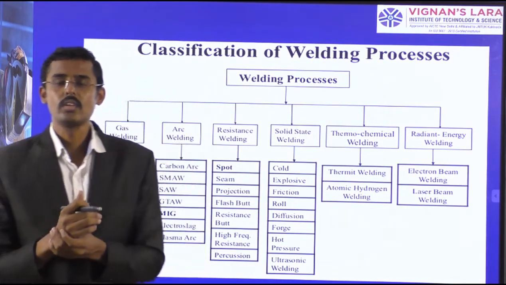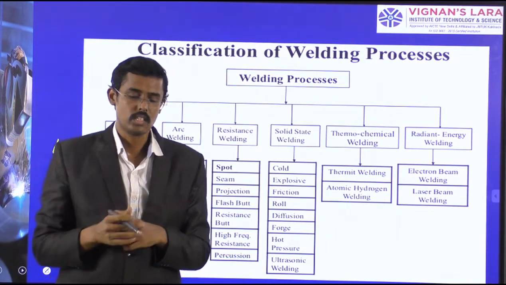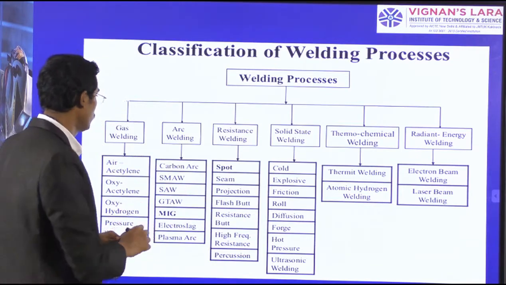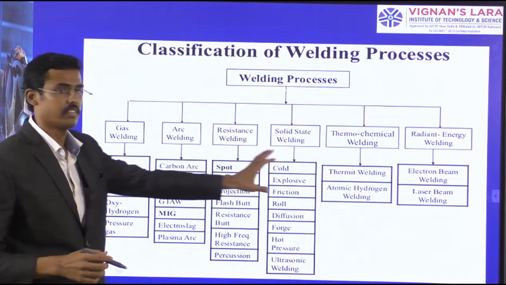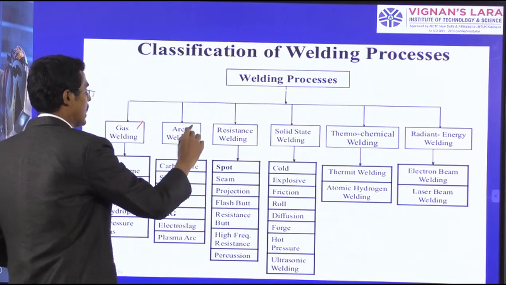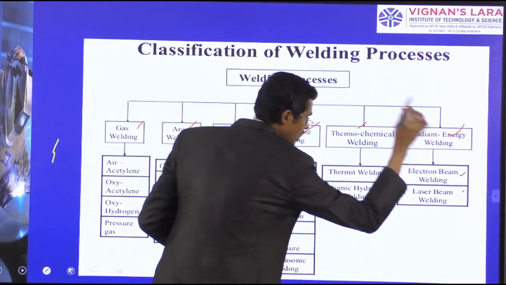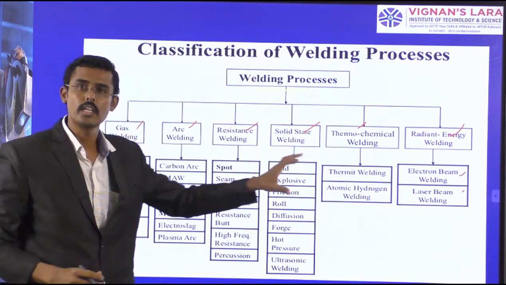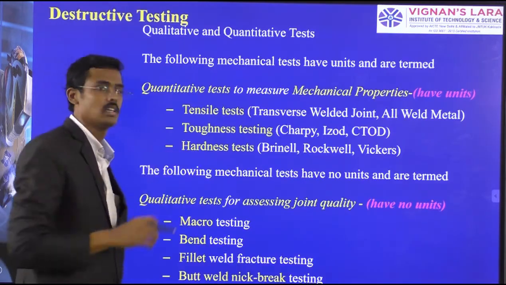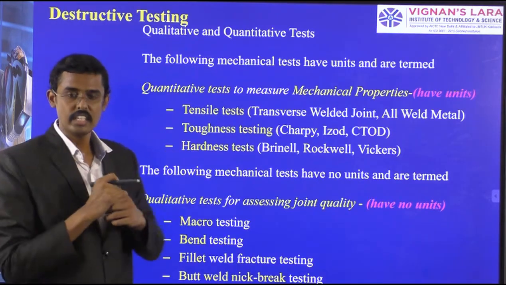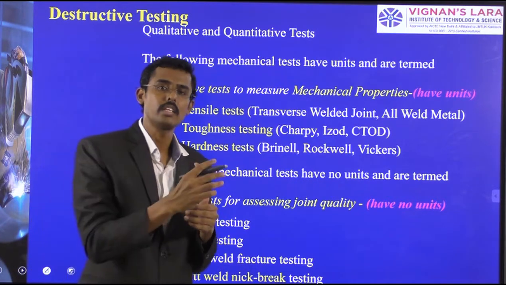In today's class, we are going to talk about the various mechanical tests available for welded materials. In previous classes, we have discussed the various welding processes: the classifications of gas welding, arc welding, resistance, solid state, chemical welding, and radiant energy of electron beam and laser beam welding. In all these welding processes, whether the weld has discontinuities or defects or not, we need a defect-free component. For that, we have to go for inspection.